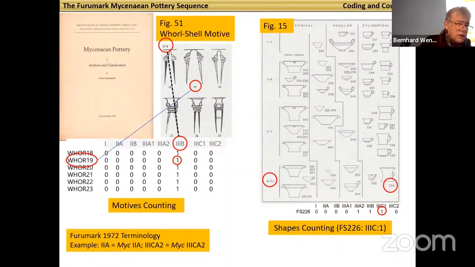We were talking about this yesterday evening. The difficulty with Furumark is that there are very few shapes for LM1A. There aren't many at all. Oh dear. So, please don't bother too much about the terminology, because I've learned myself the hard way that he has a different terminology than people have 20 or 30 years later. So anyway, this is how I did the counting.